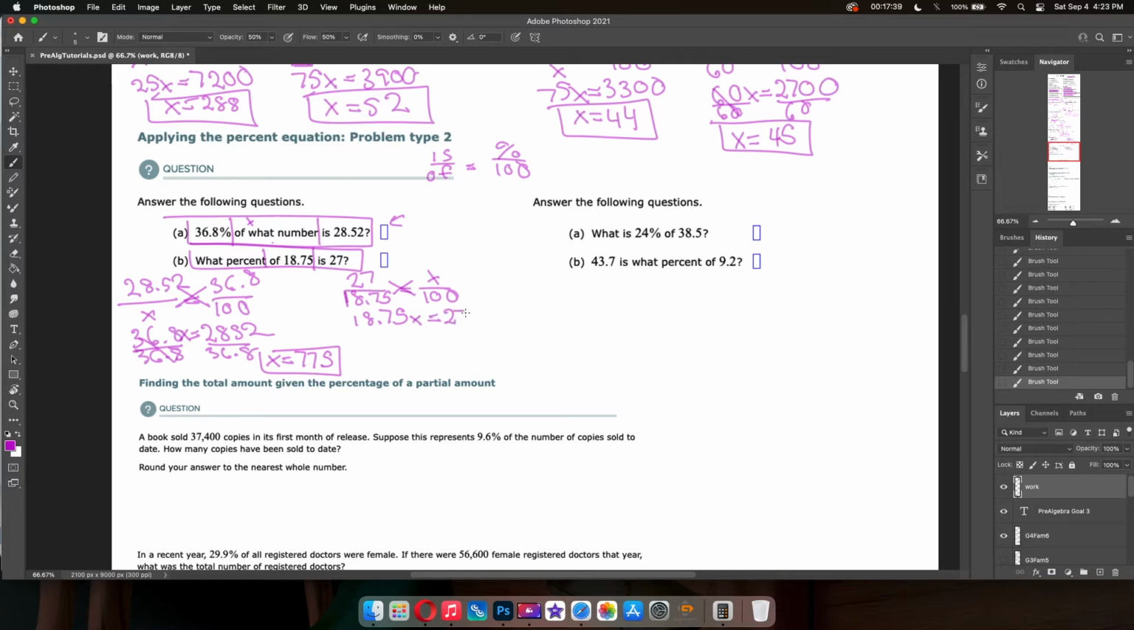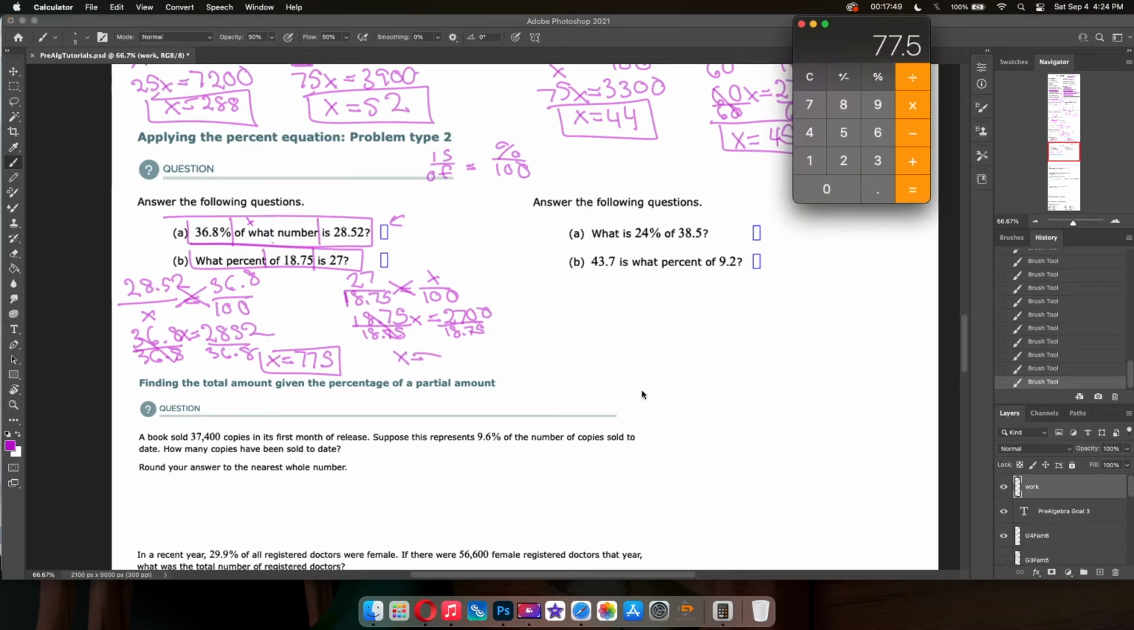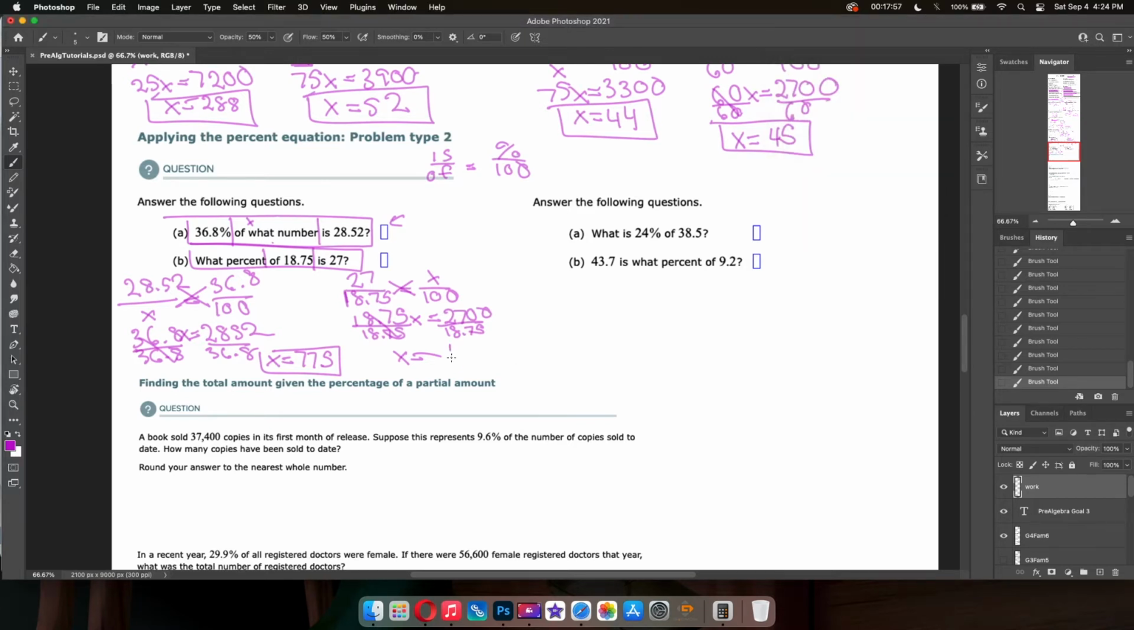Equals 2700. And now we're going to divide. x equals what? So we're going to do 2700 divided by 18.75, and we get 144%. That's 12 squared. I kind of low-key love that just for that little factoid. Cool. Next up, box it off again.